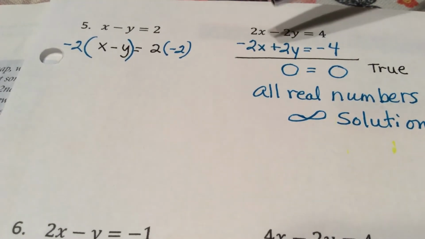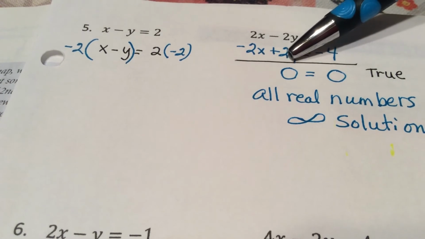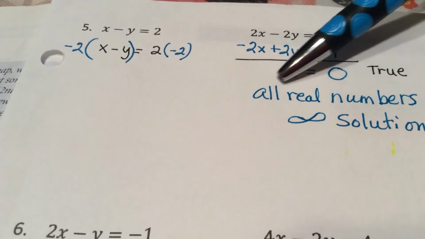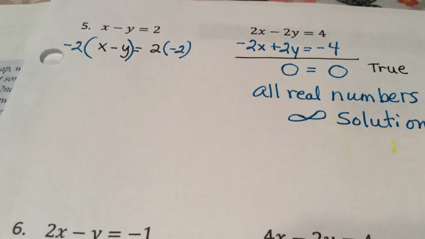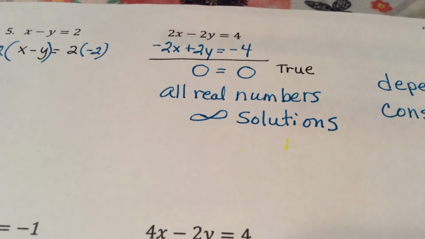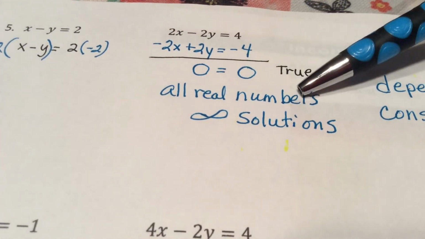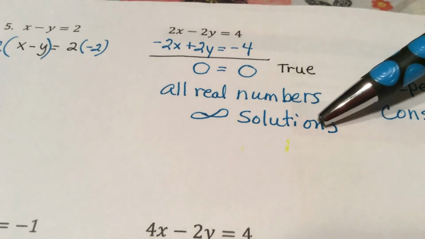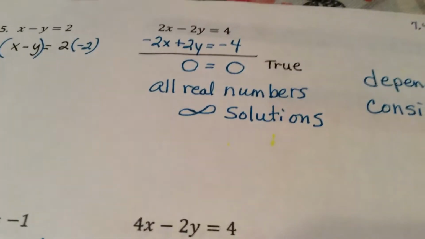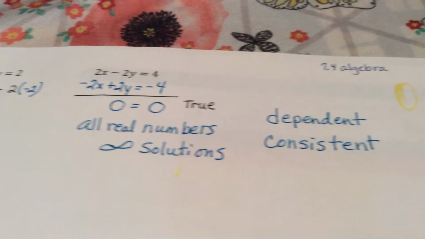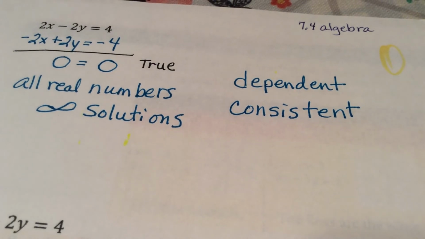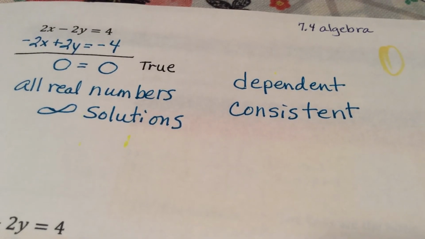2 minus 2 is 0. Negative 2 plus 2 is 0. 4 minus 4 is 0. We have 0 equals 0, which happens to be a true statement. And because it's a true statement, our answer is all real numbers, or there are infinite solutions. Now, since it's all real numbers and infinite solutions, we have a dependent consistent system on our hands here. Dependent and consistent.